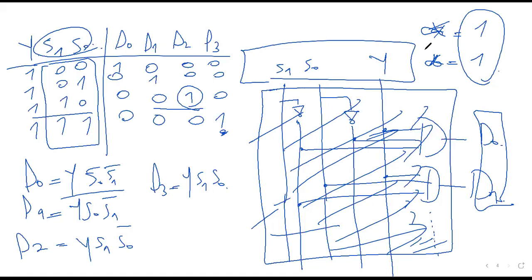All right, we are done with combinational circuits. The next thing we are going to be dealing with are sequential circuits. But before we go there, I think there's one last thing. Code converters. We didn't do code converters.